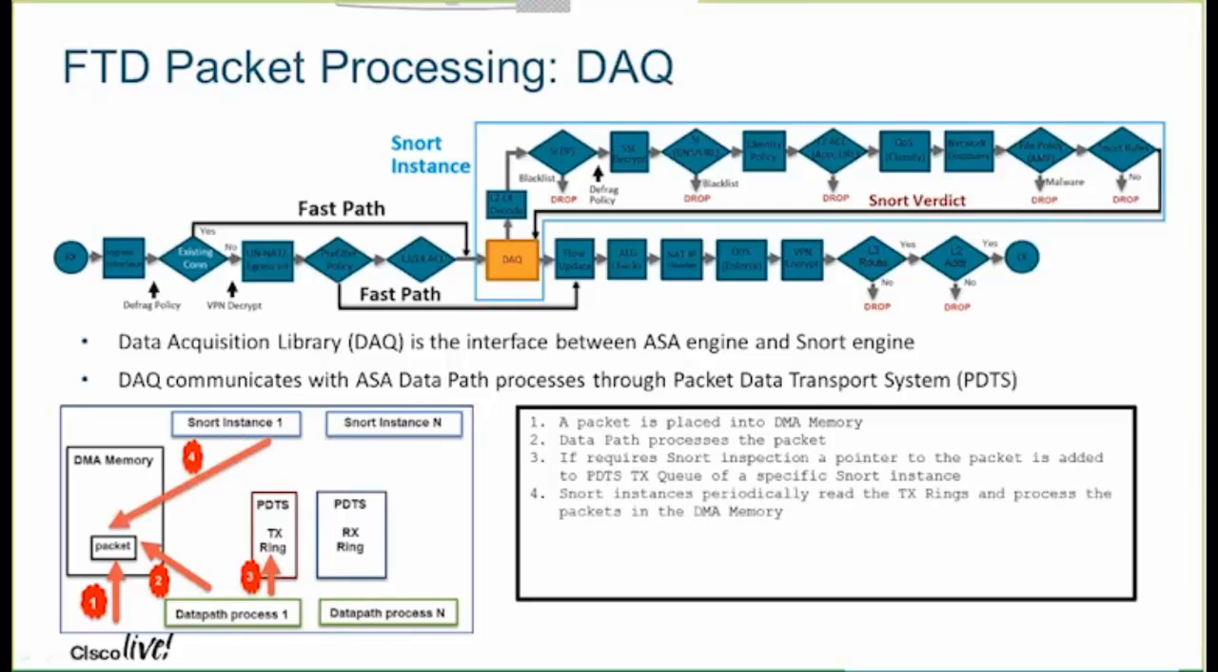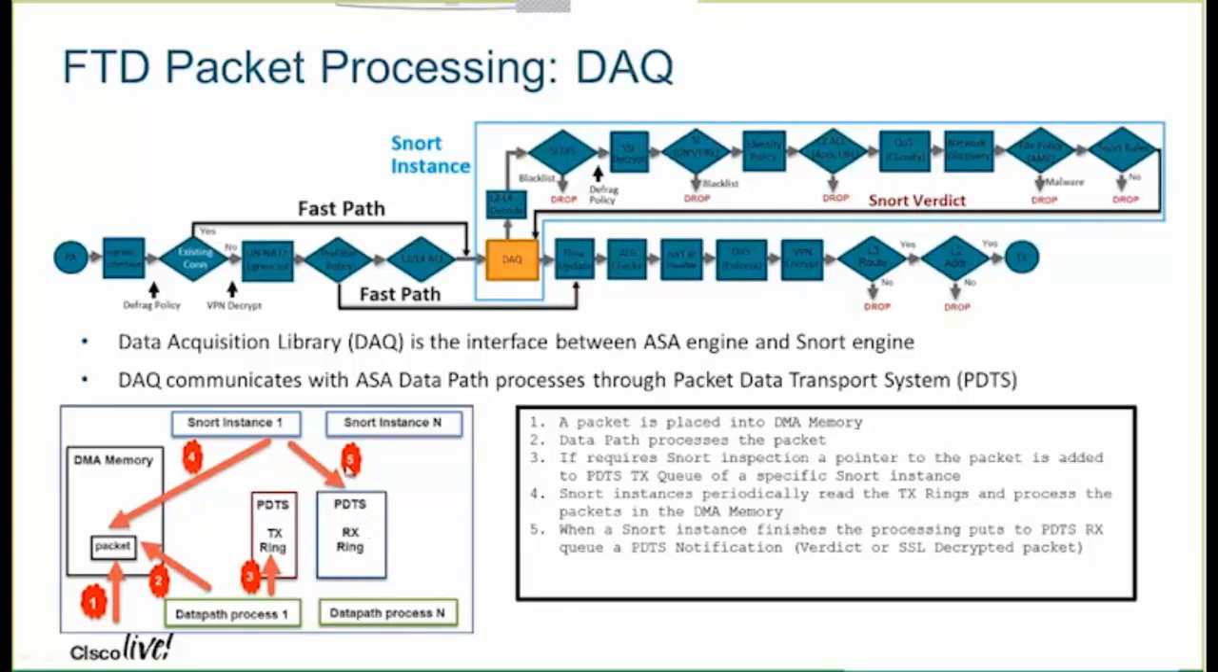After this, from the Snort side, Snort would also have multiple instances running. Snort will basically be querying the PDTS TX rings, checking the pointer locations, and based on that Snort will pick up the pointer location from the PDTS TX ring. Once it gets that pointer location, it will then access this specific packet from the DMA memory. And once that happens, it goes through its Snort processing, and once it is completed, it will place that back into the PDTS RX ring, and it will basically be specifying the verdict.